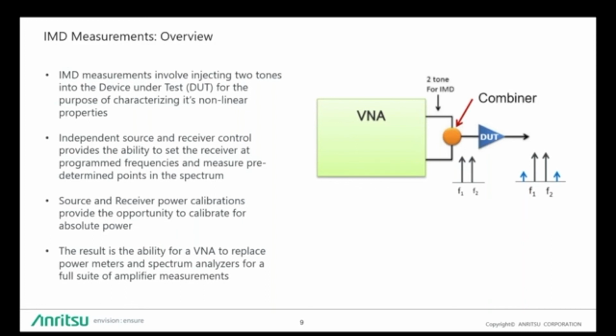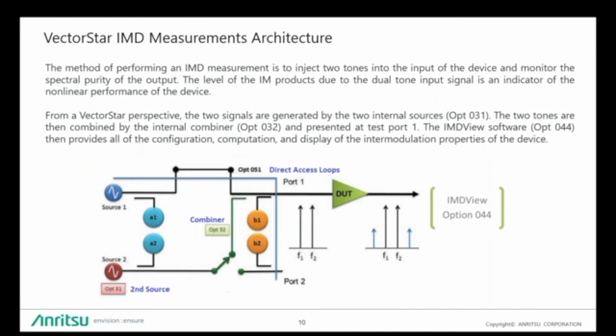Now, this is the architecture, which we just spoke about earlier. We have a second source, which is option 31, inside the VNA. And you have the combiner also, which is option 32. The two sources are combined using the combiner, and they come out of port 1. Then you inject those tones into the device under test, and you monitor them at the output of the device under test using the IMDView, which is option 44.